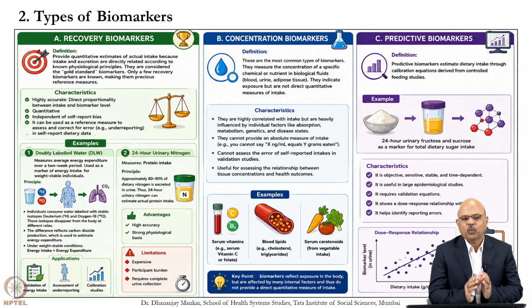The second example is 24-hour urinary nitrogen. What does it measure? Protein intake. Approximately 80 to 90% of the dietary nitrogen is excreted in urine. Thus, 24-hour urinary nitrogen can estimate actual protein intake. What are the advantages? The advantages are high accuracy and a strong physiological basis.